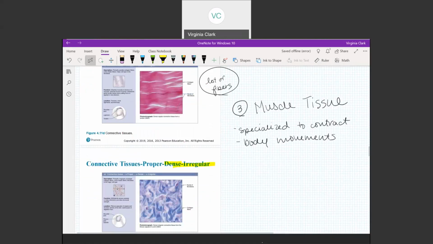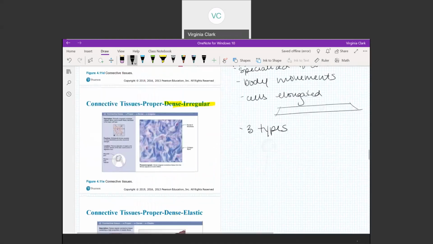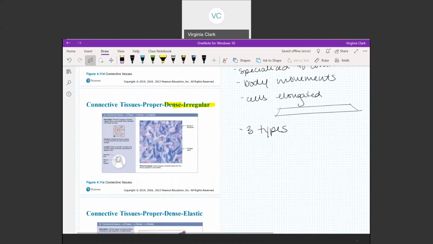These cells are elongated. So all these cells are going to be very, very different. We're going to talk about why, but they're going to be elongated. So one cell is going to be more like a straw rather than a Lego. And there are going to be 3 types. We're not going to go into the difference of the 3 types right now, but you need to know what they are. The first type is going to be skeletal.